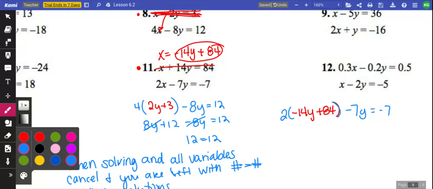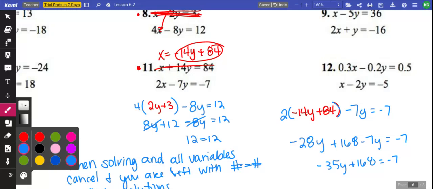And when I distribute, that's going to give me negative 28y. Shoot, I thought this was going to cancel out. I must have done my math wrong. Yep, this is not going to be a no solution one. That's okay. We'll still continue it. Plus 168 minus 7y equals negative 7. Combining like terms, so negative 28 and negative 7 gives me negative 35y plus 168 equals negative 7.